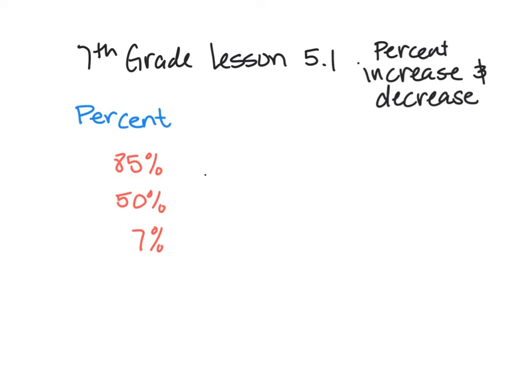So just a quick reminder, a percent is out of 100. Per means out of, and cent means 100, like 100 cents in a dollar, right? Or a century is 100 years. So percent is always out of 100. 85% means 85 out of 100, and as a decimal, that would be 85 in the hundredths place.